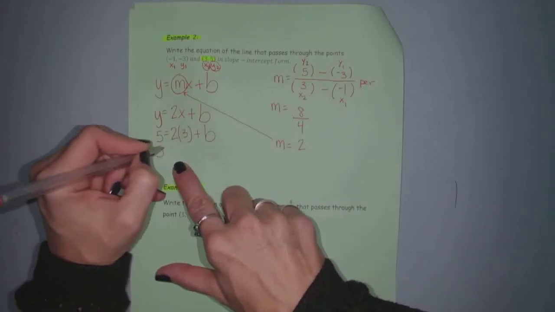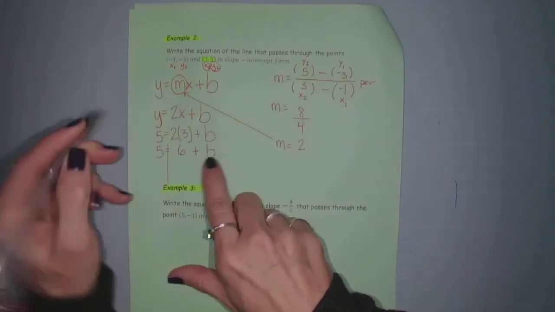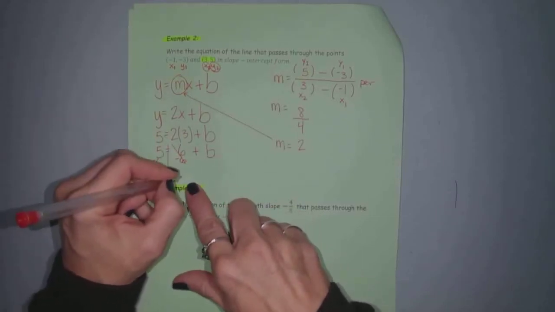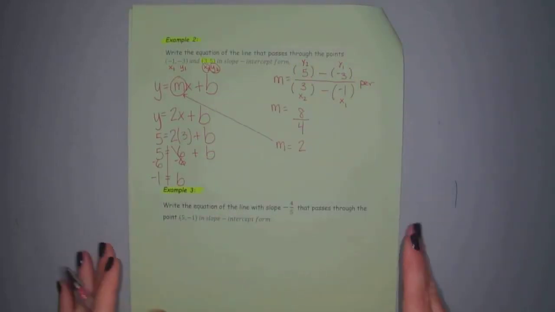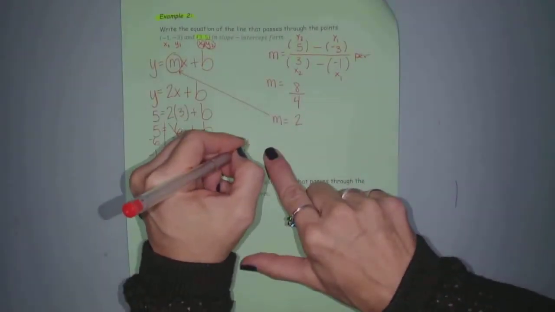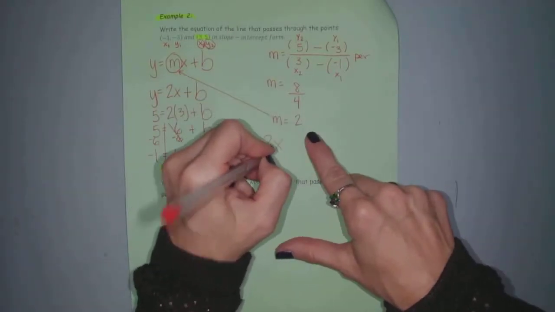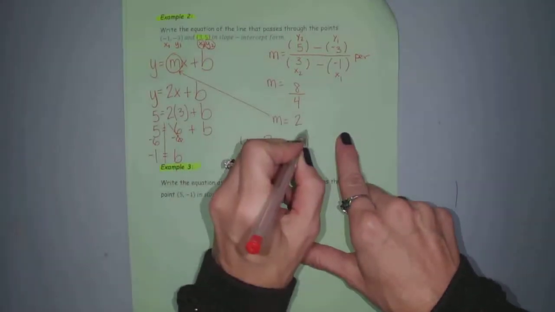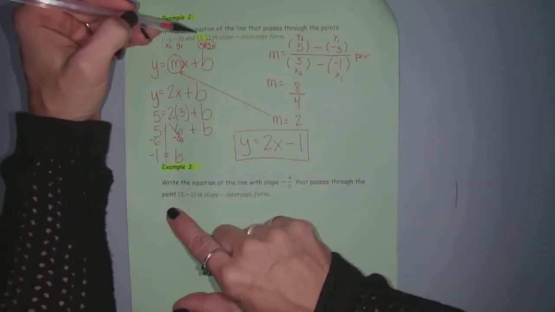So I have 5 here. 2 times 3 is 6 plus b. Solving for b, I'm going to subtract my 6 from both sides. And so b is equal to -1. So, putting this all together, this is not the answer yet. The answer is, you know y is y. We know the m is 2, so y equals 2x. And now comes the b right here, -1. This is the equation that passes through the points -1, -3, and 3, 5.